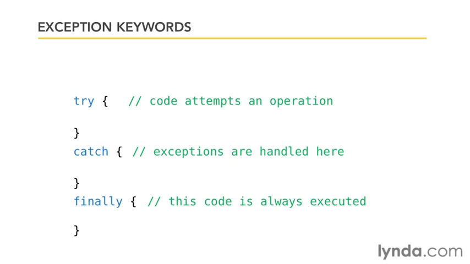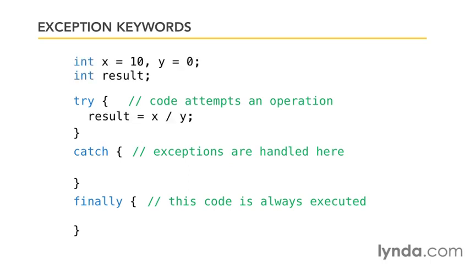If the code in the try section completed just fine, or if there was a problem and the code in the catch section had to run, the code in the finally section is always going to run. So let's take a look at an example. Suppose we had our example from earlier. We have those two integers, one is 10, one is 0, and we have the result.